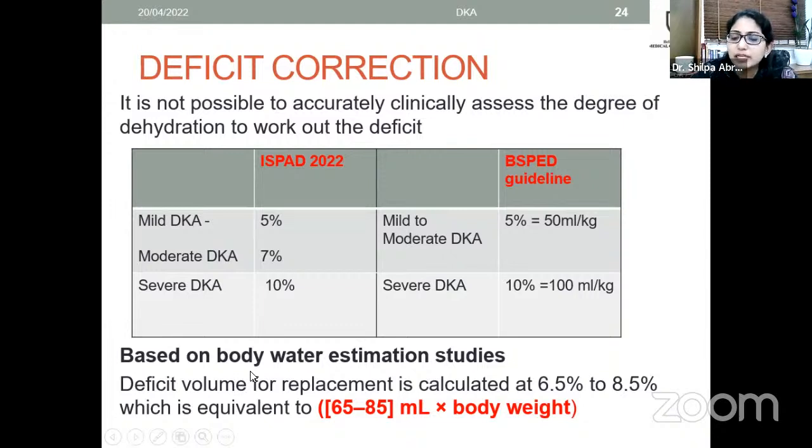Then, based on body water estimation studies, it has been seen that the fluid deficit comes to about 6.5 to 8.5%. That is why in the Milwaukee formula, etc., you have this 85 ml per kg. And our personal practice is to use 8.5% dehydration for severe DKA and 6.5% for mild to moderate DKA. So if you are assuming 8.5% dehydration, it comes to 85 ml per kg of fluid deficit.